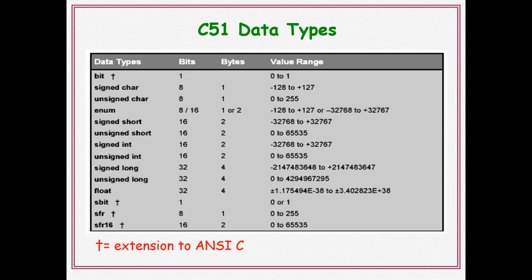Next, sbit. Sign bit, it is 1 bit, 0 or 1 value. SFR is a special function register declaration, 8 bits, 1 byte, 0 to 255. SFR16 is also a supported keyword, that is 16 bits, 2 bytes, 0 to 65,535. Here, the plus symbols like bit, sbit, sfr, sfr16, these are extensions to the ANSI C program.